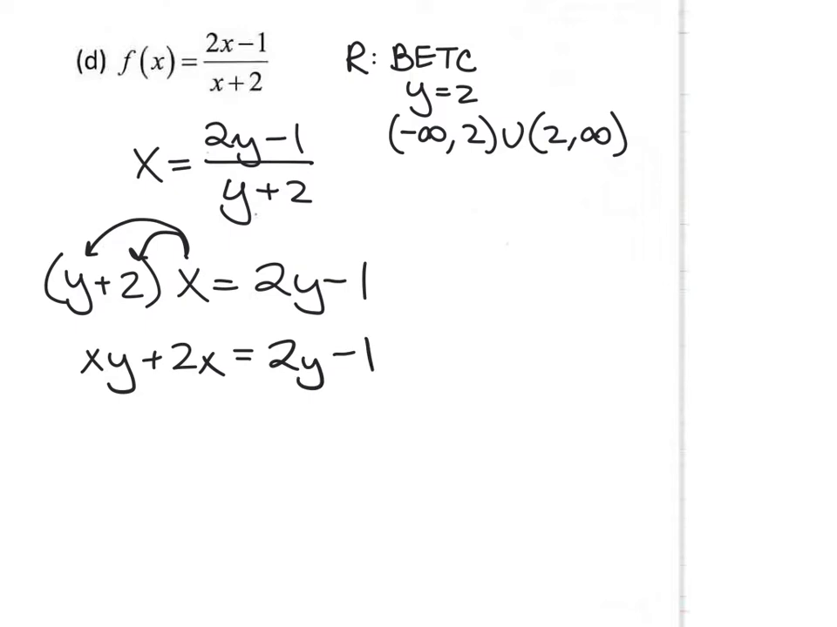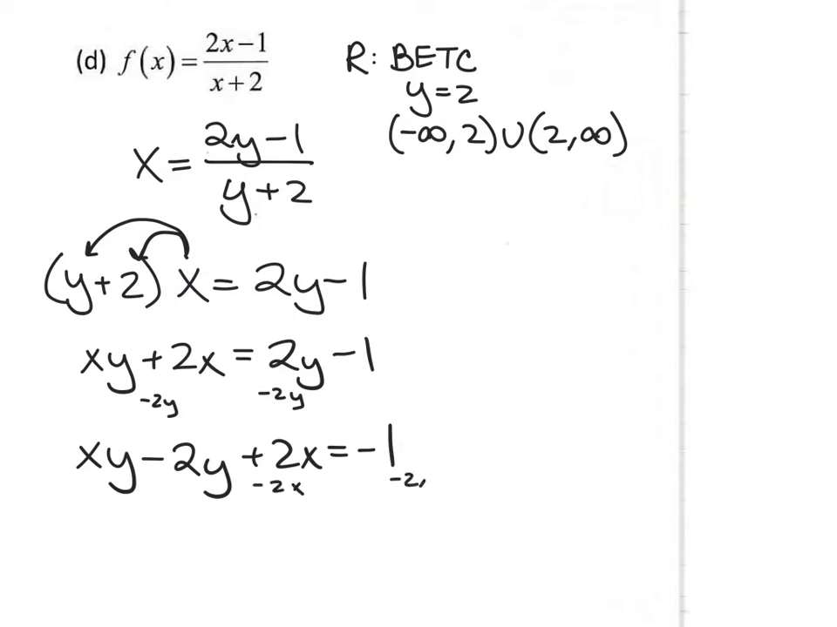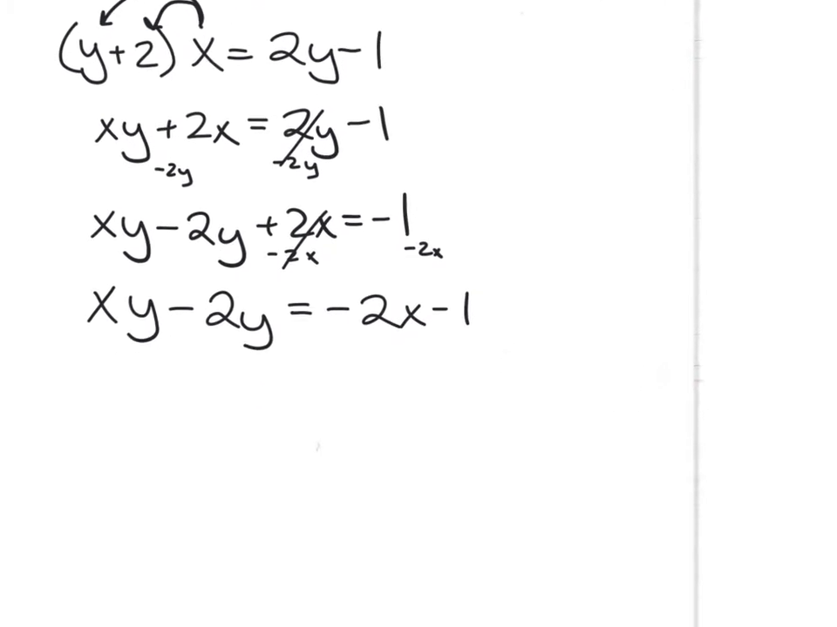I'm going to subtract 2y from both sides, so that I have xy minus 2y plus 2x equal to negative 1. I'm going to subtract 2x from both sides. That'll cancel the 2x's out. This is xy minus 2y equal to negative 2x minus 1. So those are two steps I did not show in what's written on your paper, if you want to have that down.